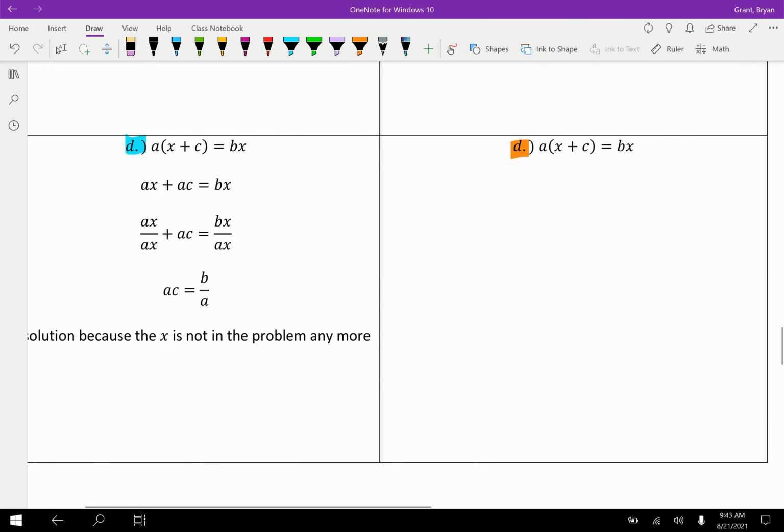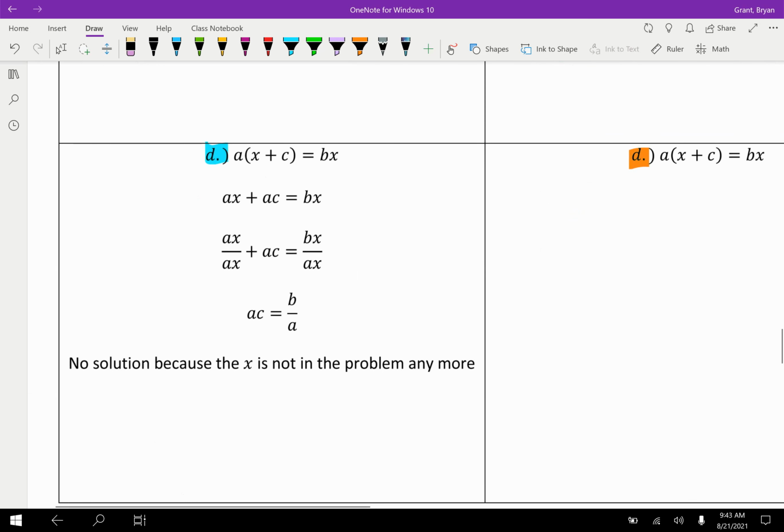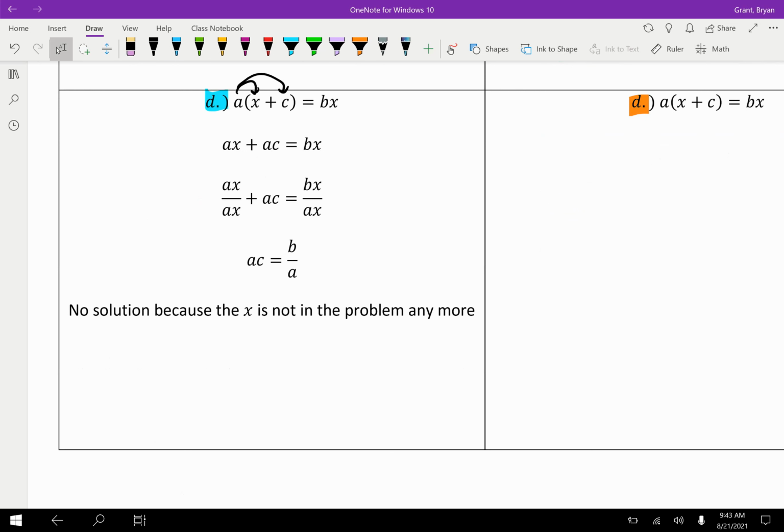All right, last but not least, let's see what they did here. A times x plus c, oh, they distributed. Smart, I probably would have done that as well. And they got ax plus ac equals bx, okay? And then they said, let's go ahead and get rid of this ax thing. So they divided both sides by ax. Well, what happened here? I see a whole bunch of mistakes, actually. Oof, this person is all over the place. Whoever made this, it was me.